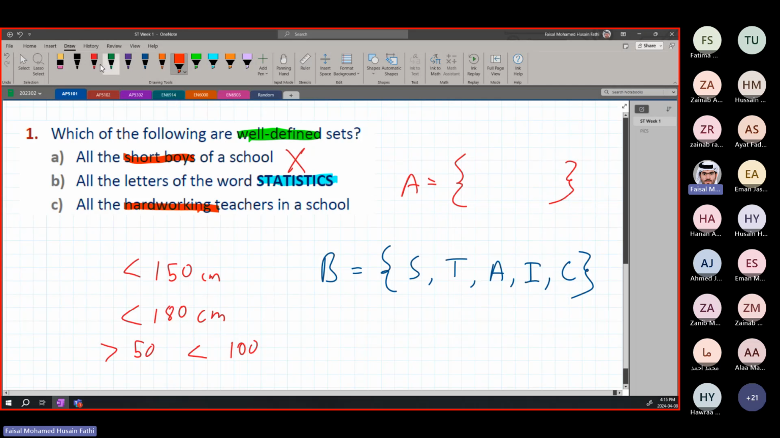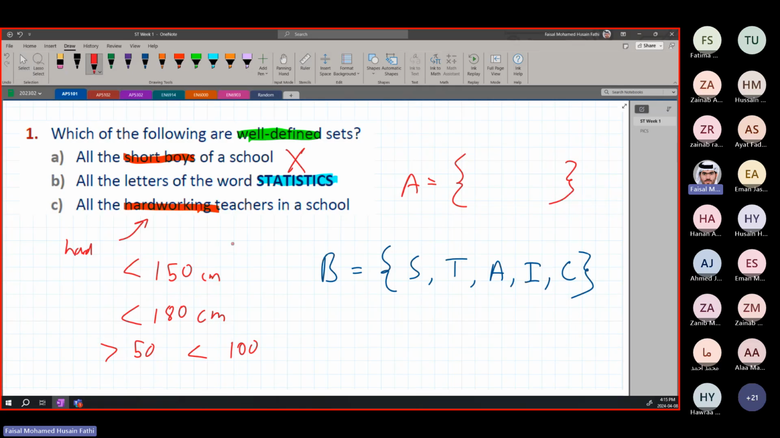We don't have a proper identification or a proper definition of hardworking. I mean, what is hard? How hard are they working? What is the number or the scale that they are using to define hard? There is no proper definition. We could say the teacher was very tired and worked extra hours.